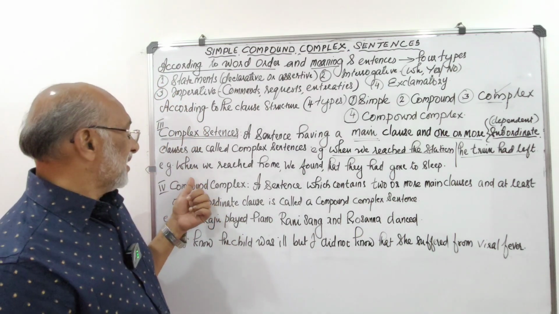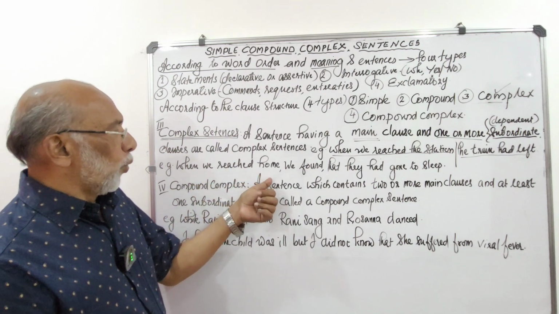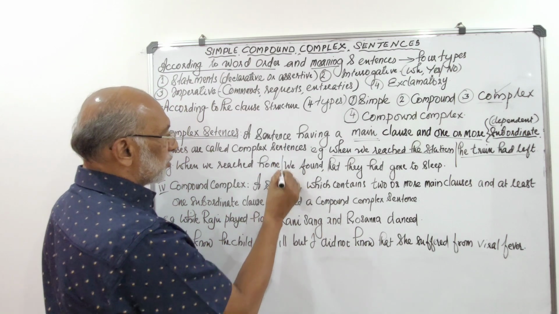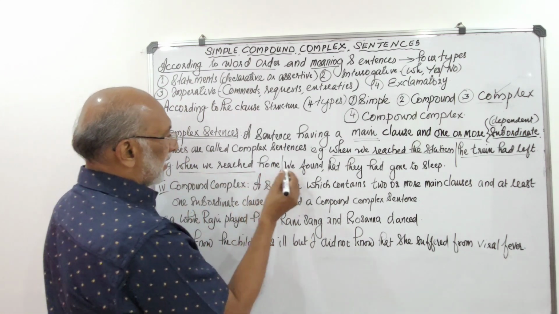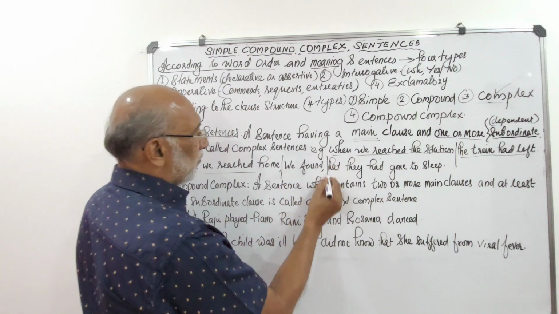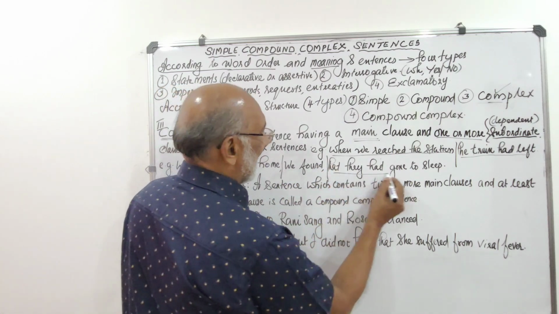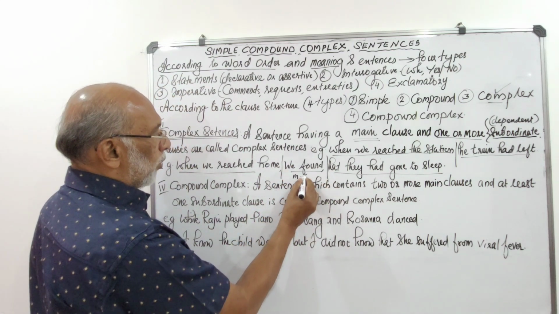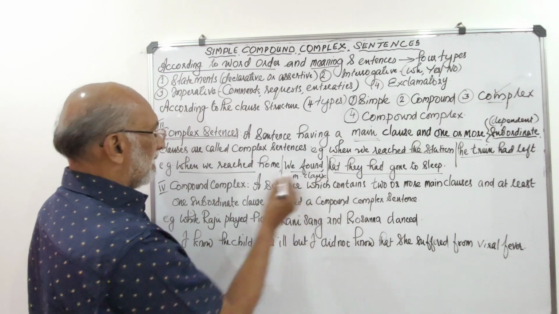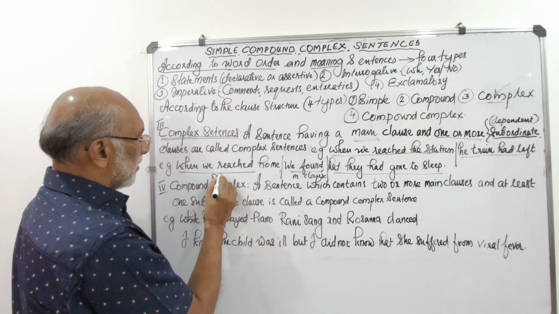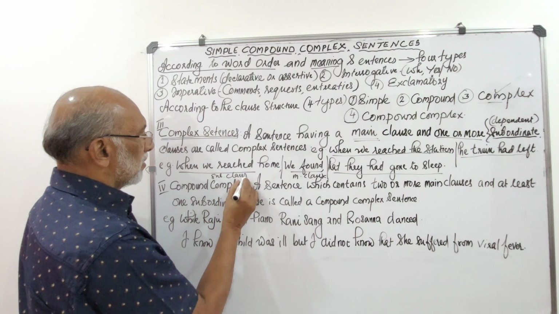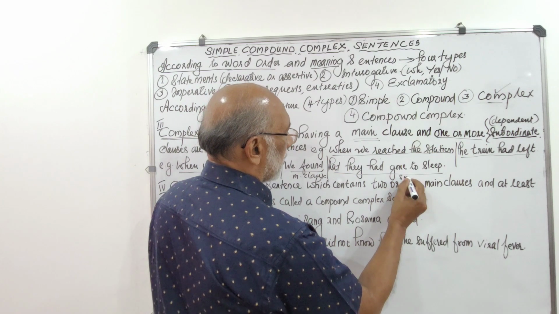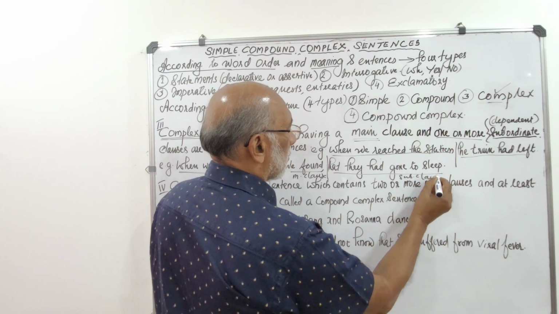And coming to another example, when we reached home, we found that they had gone to sleep. Let's divide it into three clauses. When we reached home, we found, then that they had gone to sleep. We found is a main clause. Okay, and when we reached home is a subordinate clause. And again, that they had gone to sleep, another subordinate clause.